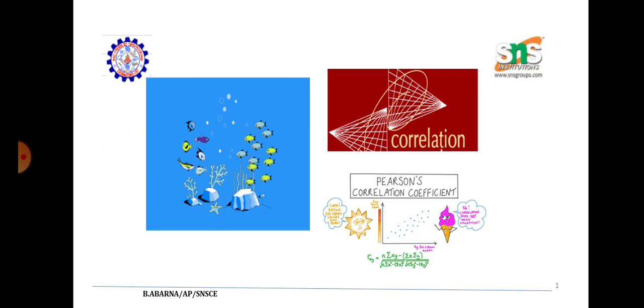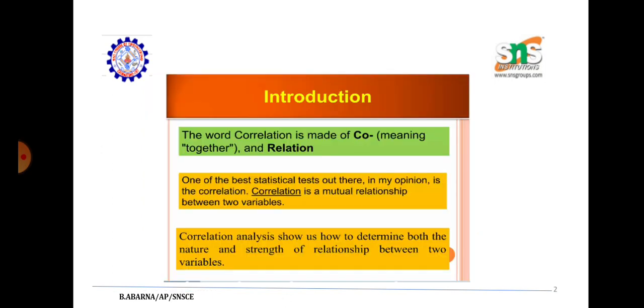Now we are going to see about Pearson's correlation coefficients. First, we should know about the introduction of correlation. First, we have to know about correlation. The word correlation is made of co and relation.